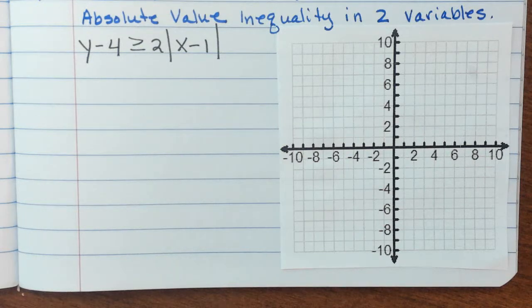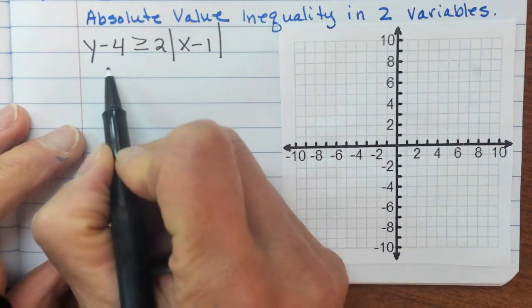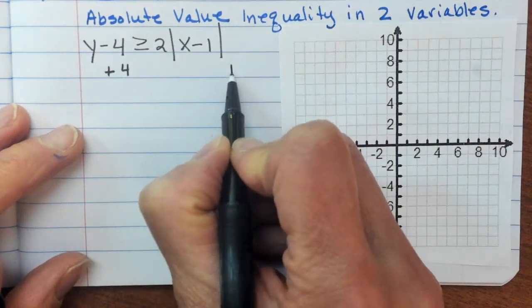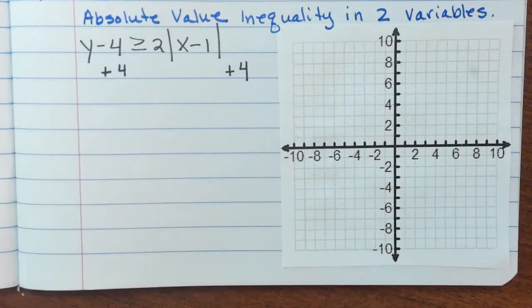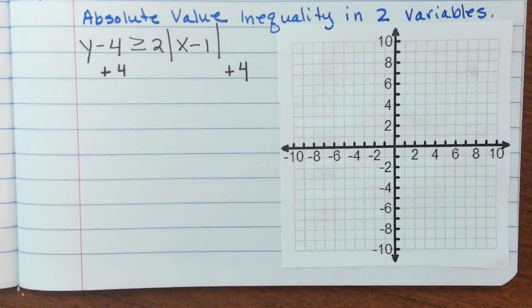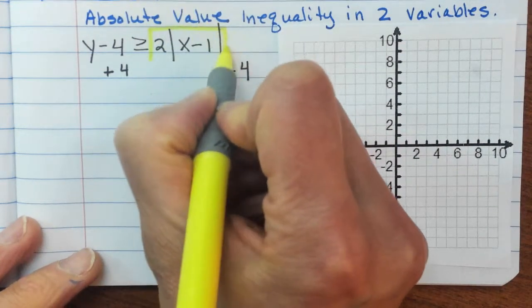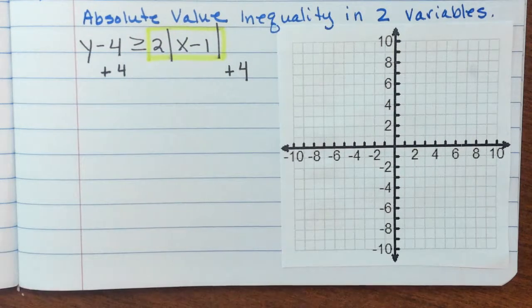In this video, we're going to look at an absolute value inequality in two variables, which is very similar to the linear one that we did. First, we have to get y by itself, which means I'm going to add 4 to both sides of the equation. I have to be very careful when I do this, because I have to realize that this here is one block, that is one number.